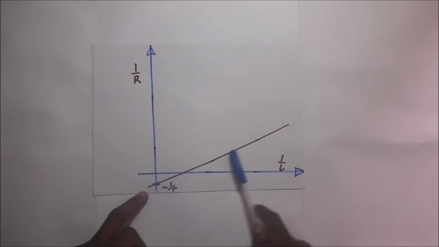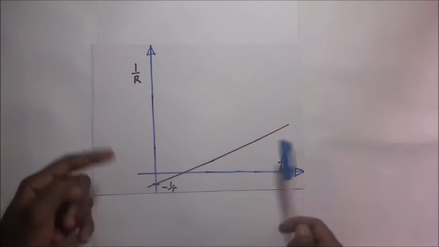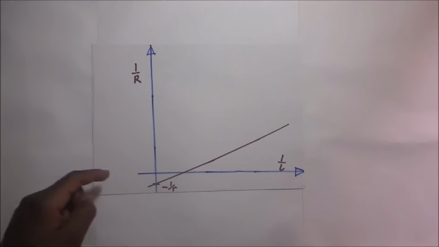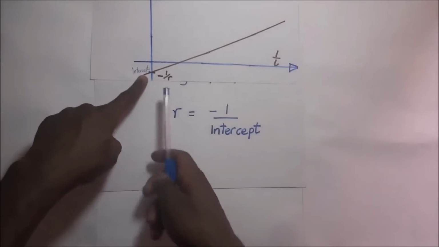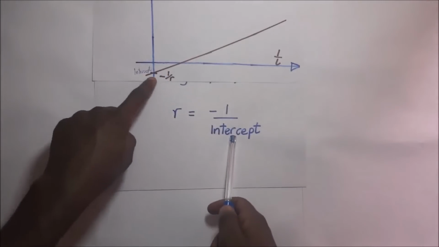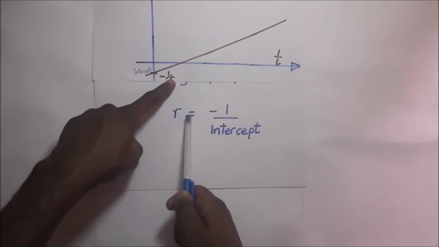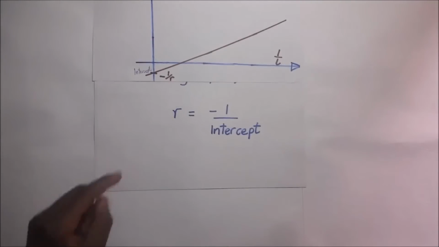Of course, when we draw our graph, the y-intercept, which so happens to be negative 1 over r, is where we are able to extract our internal resistance of the cell. So this intercept is the same as 1 over negative r. Of course, when we make r the subject of the formula, we get r being equal to negative 1 over the intercept.